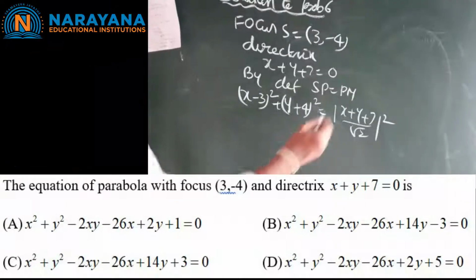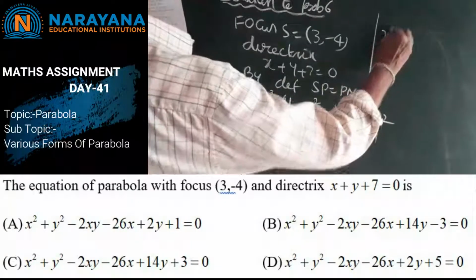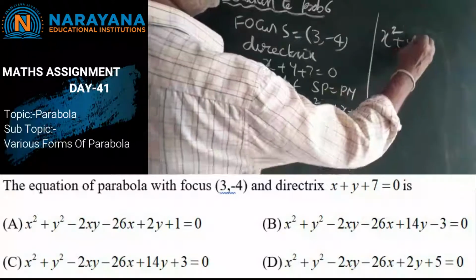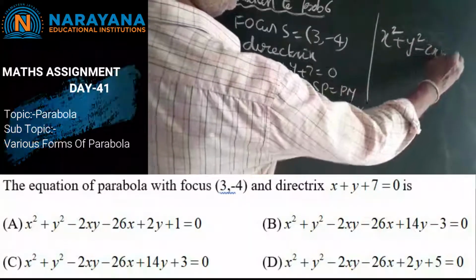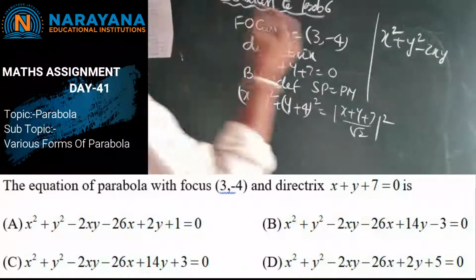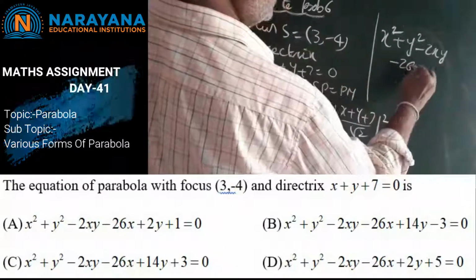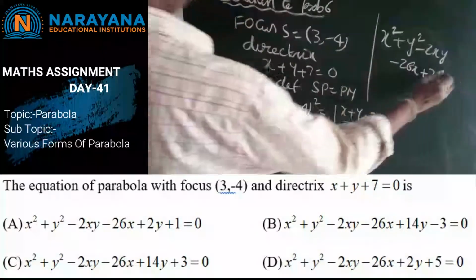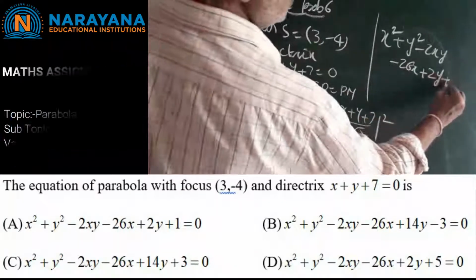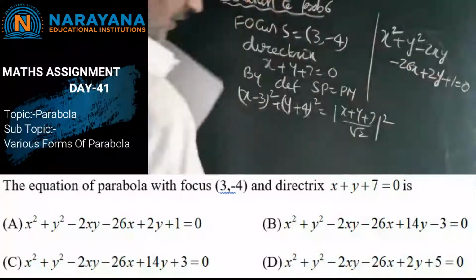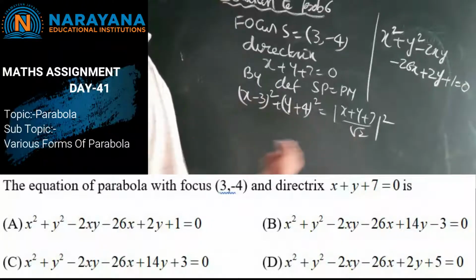And after simplifying, we can get the equation as x^2 + y^2 - 2xy - 26x + 2y + 1 = 0. This is the equation of the parabola which is obtained after simplifying.